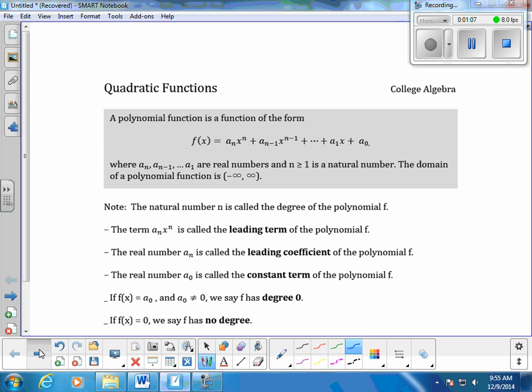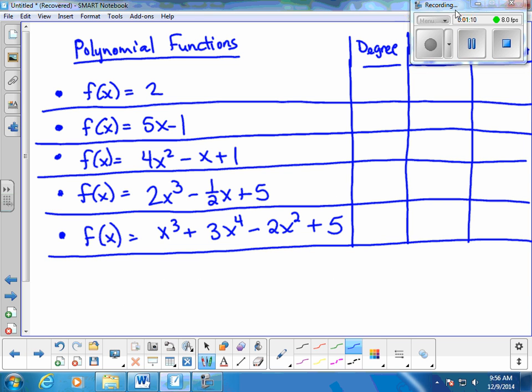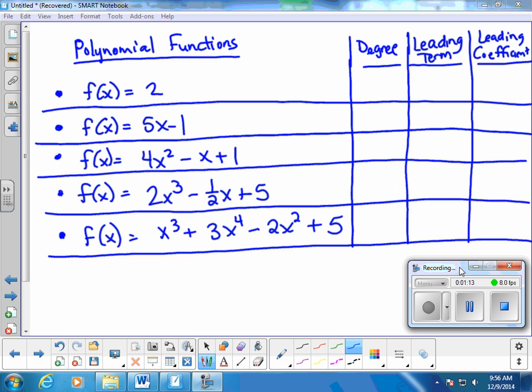So what I'm going to do is bring you to this table. Let me move this out of the way. If I have this regular function, f of x, which means the same thing as y equals, f of x equals 2, this is actually just a constant function. The degree of this function is 0 because it does not have a variable with an exponent. So the degree is 0. The leading term, there's only one term in it, so it's 2, and the leading coefficient in this case is just 2.